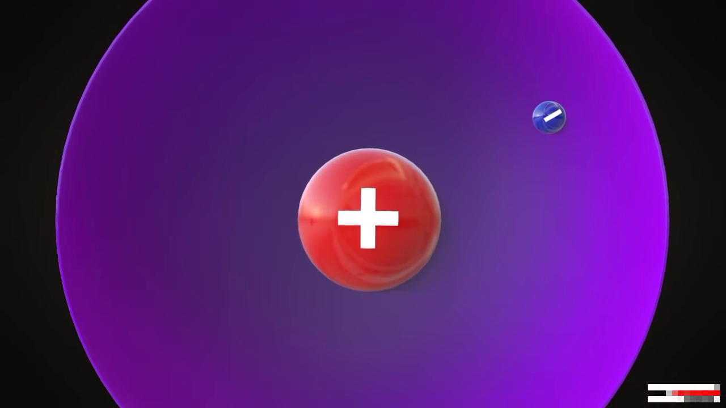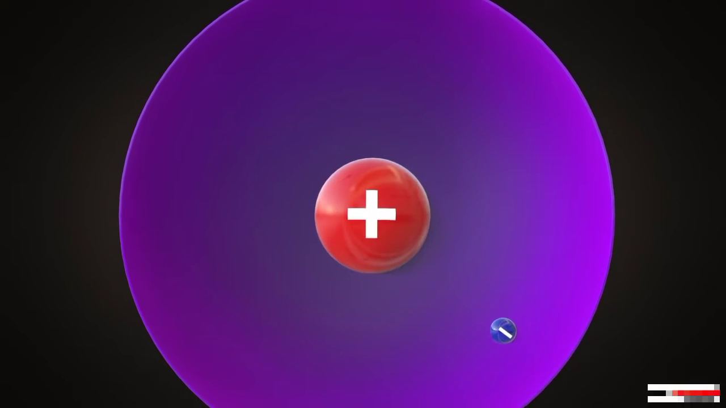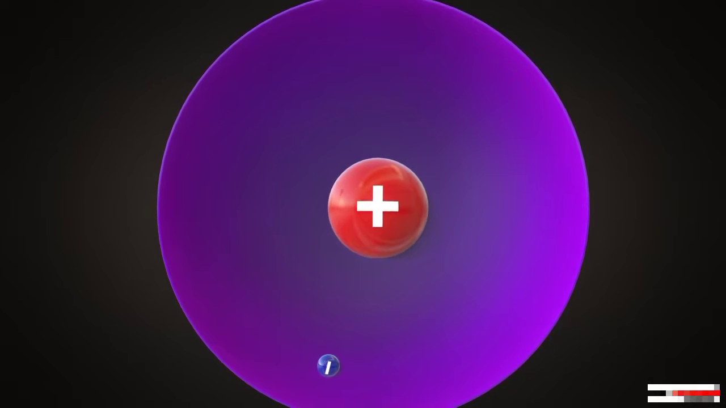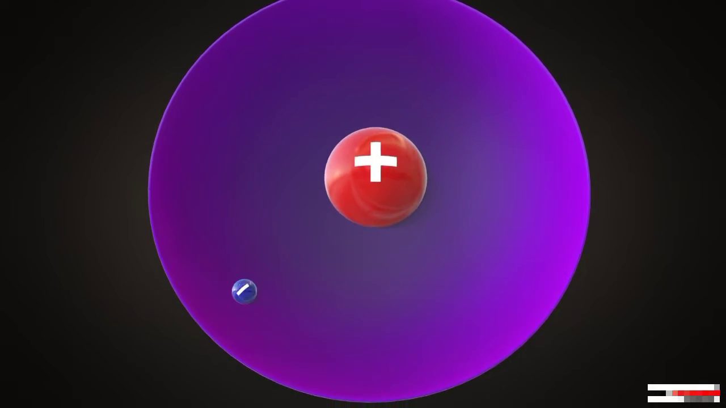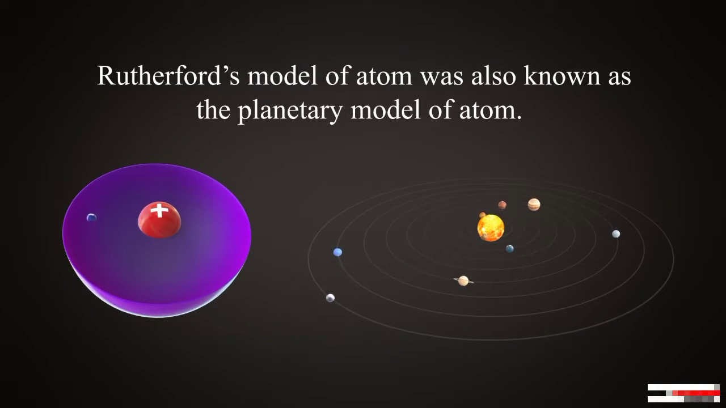there is a positively charged center in an atom called the nucleus, and all the mass of an atom is due to this nucleus. It also suggested that electrons of the atom revolve around its nucleus. This model was also known as the planetary model, as the nucleus of the atom can be compared to a miniature sun, and electrons revolving around the nucleus can be compared to the planets revolving around the sun.